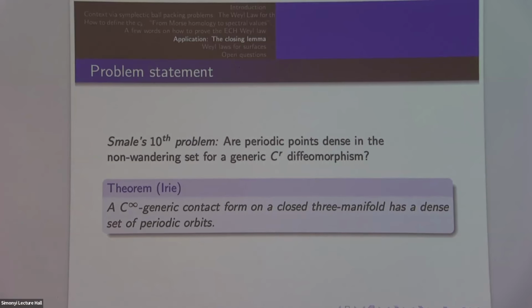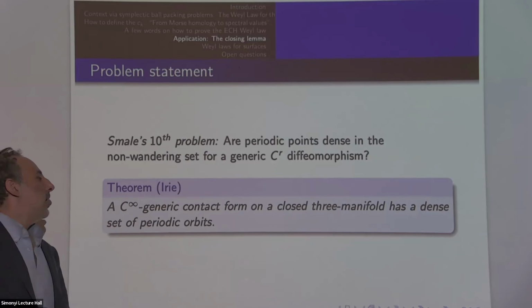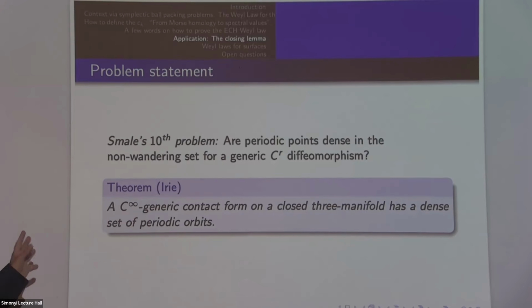So the main point I want to make is you can get great results about the closing lemma using these spectral invariant Weyl laws, as was pioneered by a wonderful theorem of Irie, which says that in C infinity, so this implies the C^r case for any r, a generic contact form has a dense set of periodic orbits. So the reason this is called the closing lemma is because you imagine that you have an open set and you want to perturb in a C infinity small way to get a periodic orbit to pass through that open set. Okay.